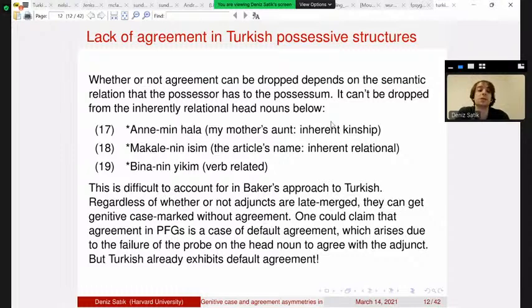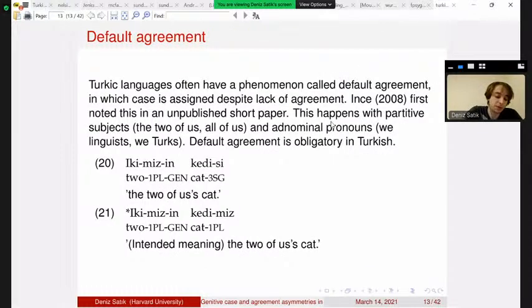So moving on to the second argument, which is default agreement. The Turkic languages often have a phenomenon called default agreement, also known as varsayılamıyor in Turkish, in which case is assigned despite a lack of agreement. Atakan İnce, 2008, I think, was the first to note this in an unpublished short paper. I think Özgür Aydın, who I believe is at Ankara University, also notes this.